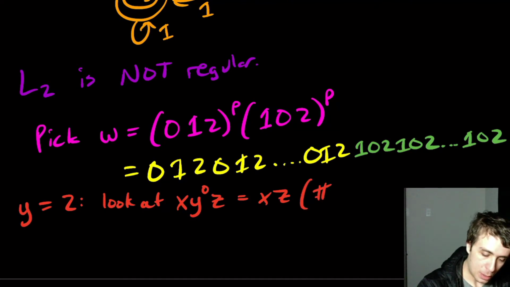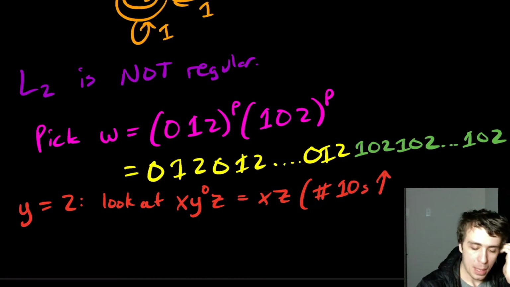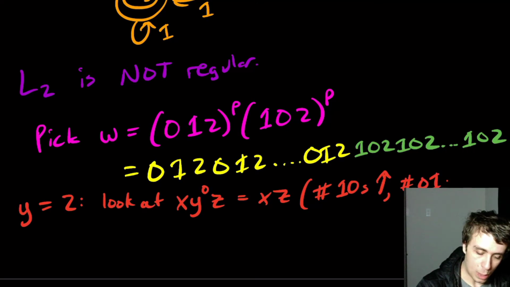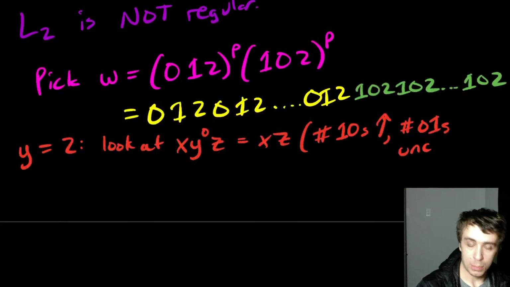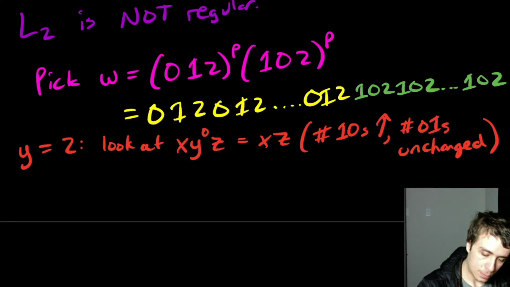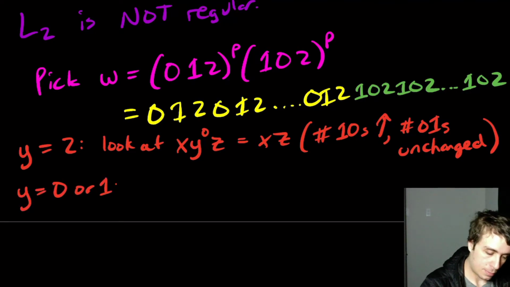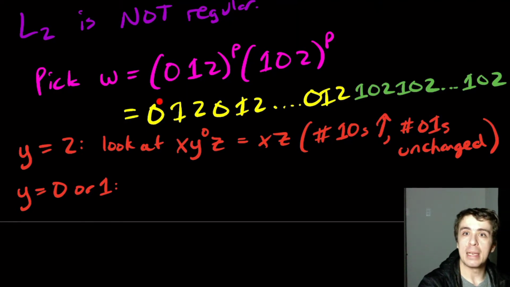So the number of 1 0s went up, and the number of 0 1s is unchanged. Okay, well, what if it's not just 2? Well, if it's 0 or 1, actually, no, that's fine. So if it's 0 or 1, it's exactly the same idea. But let's look at 0.